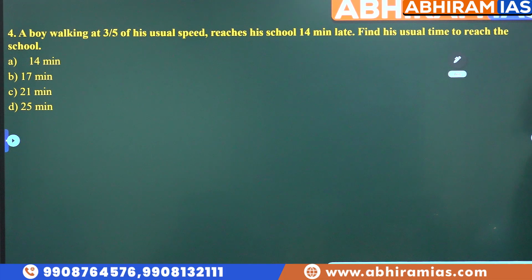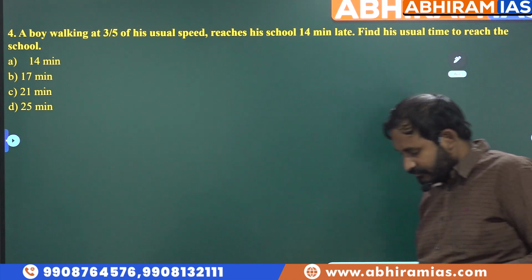Next one. Please see here. A boy walking at 3/5 of his usual speed reaches his school 14 minutes late. Find his usual time to reach the school.